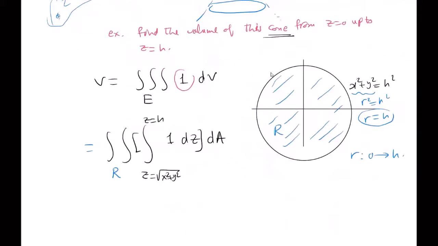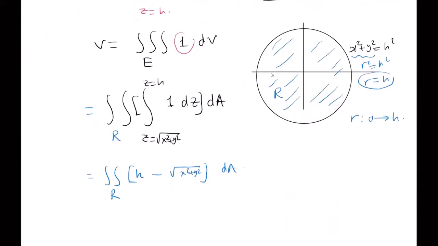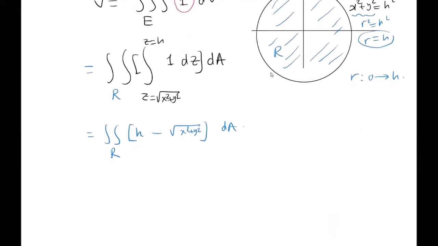Go on, continue, Sama. هتبقى لو انت اللوبل انتجرال over region R. Yes. وبعد كده h minus square root x squared plus y squared dA. So it's z, substitute to get, yes, exactly. The triple integral is gone. We are facing the double integral as usual.